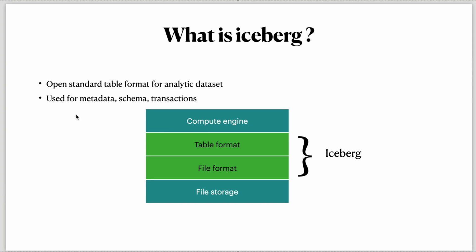So what is Iceberg? Iceberg is an open standard table format for analytic datasets or for OLAP data processing. It's used for managing metadata, schema, and transactions. As you can see, we have three layers: compute engine, table format, and file storage. Iceberg is a middle layer, a table format layer between the compute engine and the file storage.